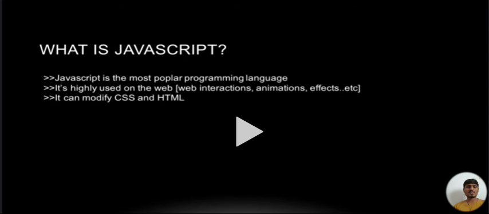Okay, so what is JavaScript now? JavaScript is the thing that gives action or movement to a website, like what actions it will do. It is kind of a brain for a website. Like we have a brain, JavaScript is the brain for a website, basically. JavaScript is the most popular programming language. Whatever logic you apply, whatever interactions, animations, effects, everything is there in JavaScript.